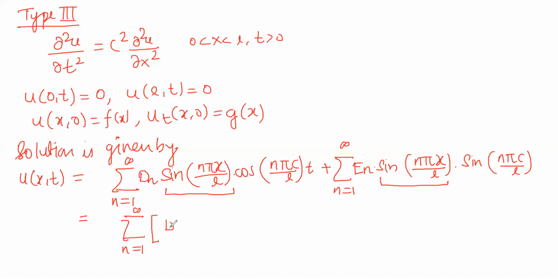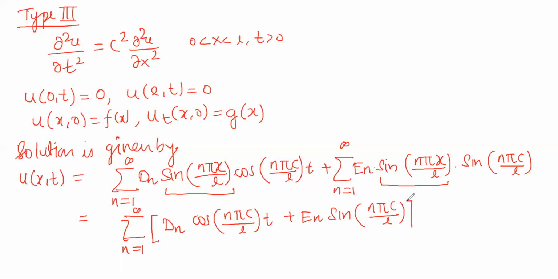It will basically be Dn cos(n pi c t upon L) plus En sin(n pi c t upon L), and this quantity will come out as sin(n pi x upon L). Okay, and this Dn and En are still the same. Okay, while En will make a little difference here.